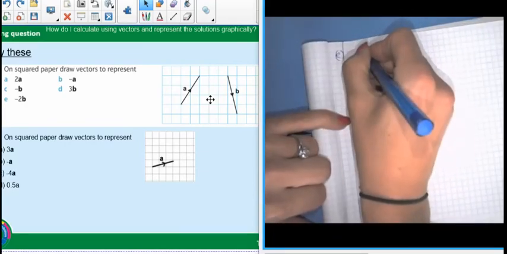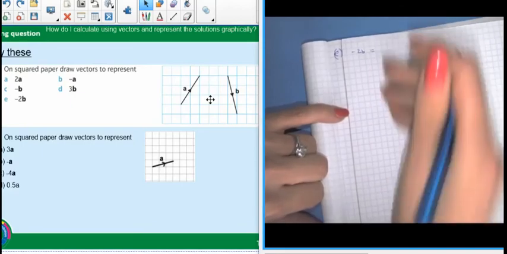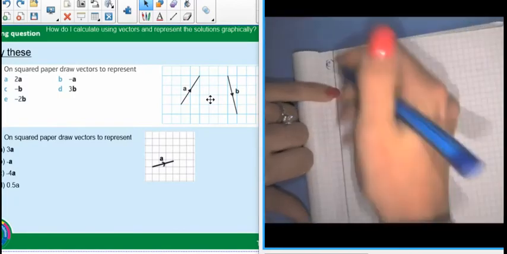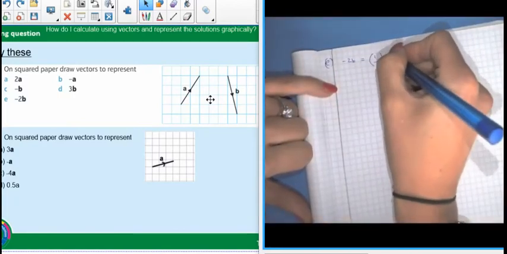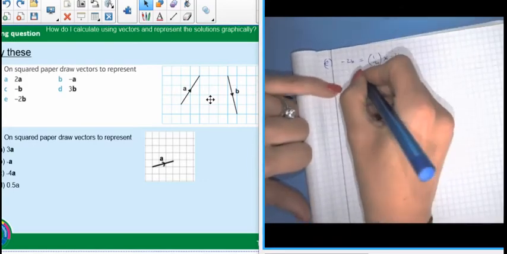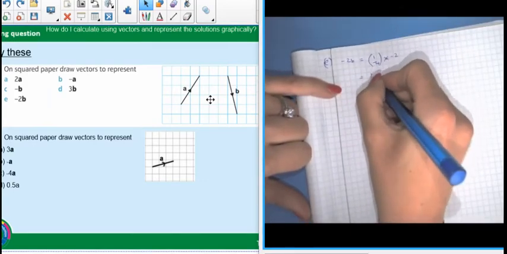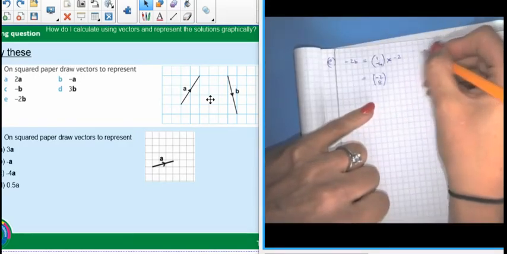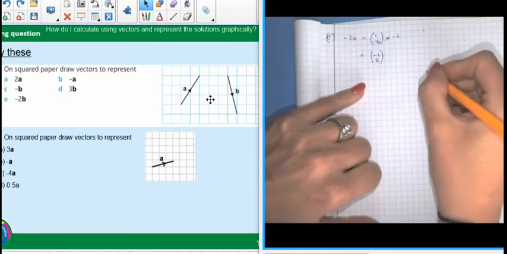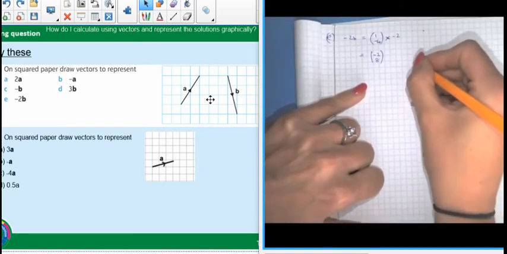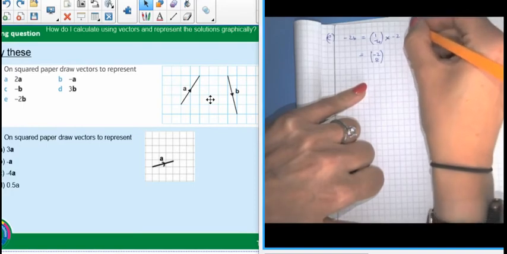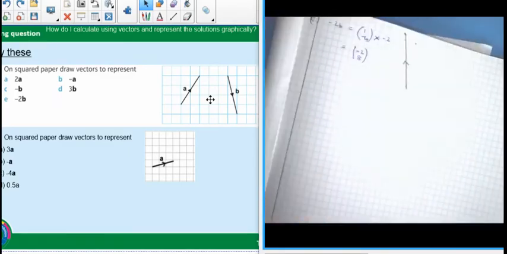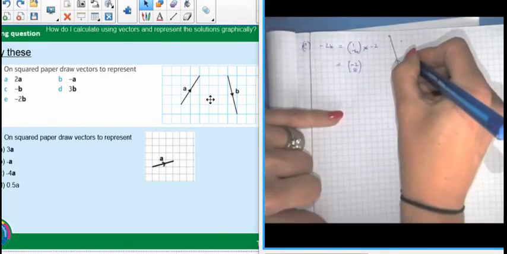Here is negative 2b, which will be equal to, what would be? b was (1, -4). We're going to times that by negative 2, which will give us (-2, 8). I'll start here, so 1, 2 to the left. Oh no, that's not going to work because I need to go 8 up. I'm going to start here and go 1, 2 to the left, then 1, 2, 3, 4, 5, 6, 7, 8. And that's negative 2b.